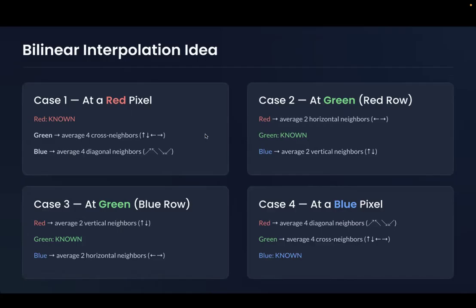At a red pixel, we know red and estimate green from four cross neighbors and blue from four diagonal neighbors. At a green pixel on a red row, red comes from two horizontal neighbors and blue comes from two vertical. Case 3 is the mirror of that one, and at a blue pixel, it's a mirror of case 1.